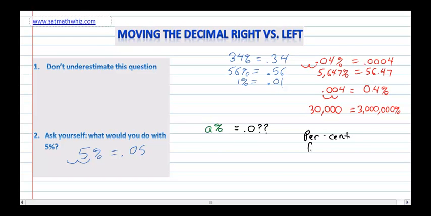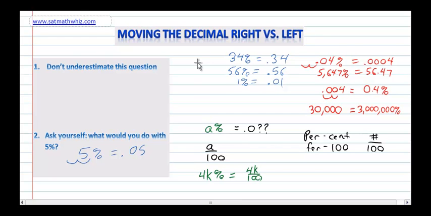Percent means for 100. So it's every part over 100. So a percent is just a number over 100. So a percent would be equal to a over 100. Therefore, for k percent, we couldn't take the decimal and move it 2 spaces over in this situation because it's a different type of situation. So if we had to express that percentage, we could call it 4k over 100.